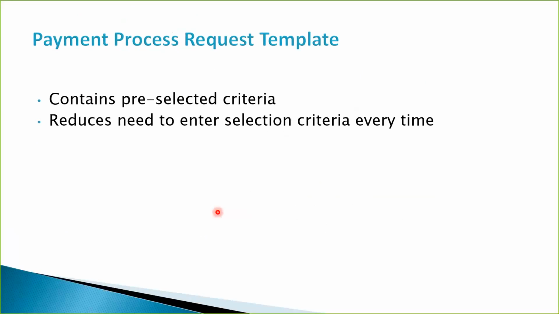However, Oracle provides a way to reduce this workload by creating a payment process request template. And this reduces the need to keep entering those selection criteria with every pay run that you want to do. So when you create this template, it will contain some predefined or pre-selected criteria that maybe the end users use regularly when they are doing their pay runs. So that's what this template does, and basically it reduces workload, makes work easier for when you're doing the pay run.